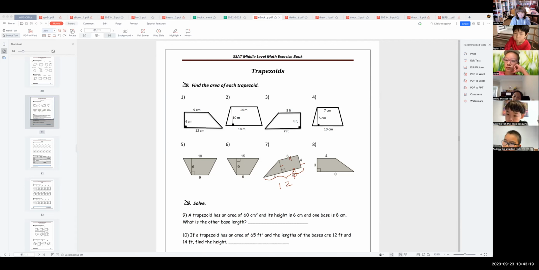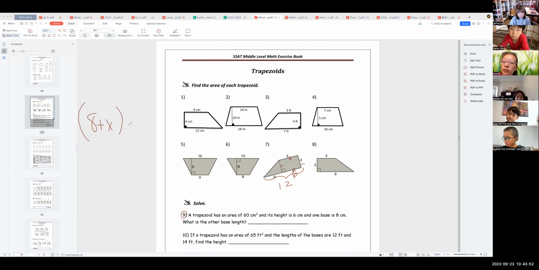Okay, number 9. A trapezoid has an area of 60 centimeters square, and its height is 6 centimeters and one base is 8 centimeters. What is the other base length? Okay, let's take a look. So we know the height is 6. We know one of the bases is 8. So we don't know the other one, right? Can we name the other one x, Violet?